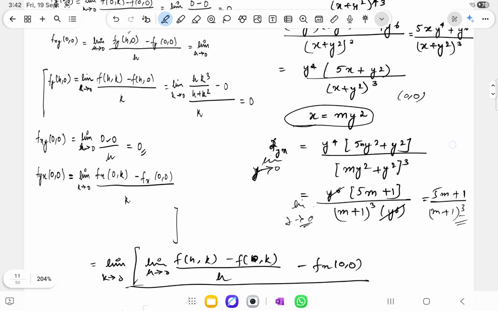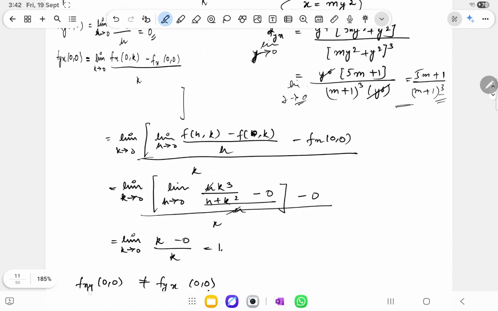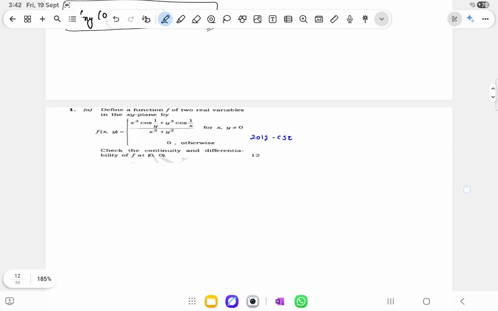So this way you can do it, or you can conclude from here also, because there is a theorem that if it is continuous then they are also equal at that specific point. I couldn't recall the exact theorem, but it is somewhat like this. So let's move on to the next question.